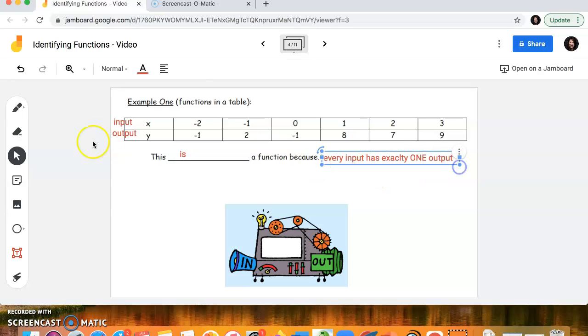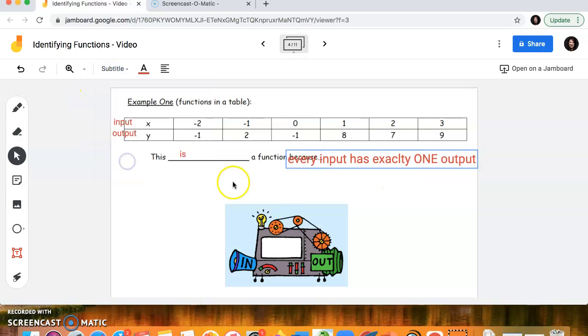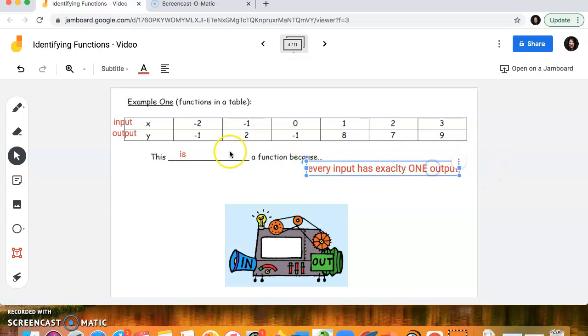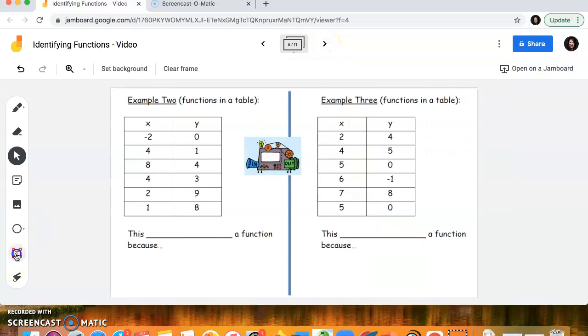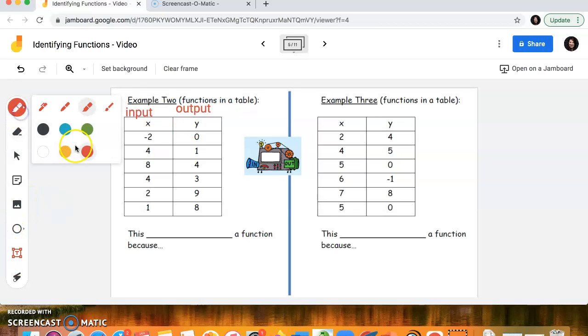This is a function because every input has exactly one output. Moving on to the next slide. Same idea here, the X is our input, the Y is our output. And if you look here where you see the number 4, you're going to see the number 4 right here. And you're going to see the number 4 again right here.